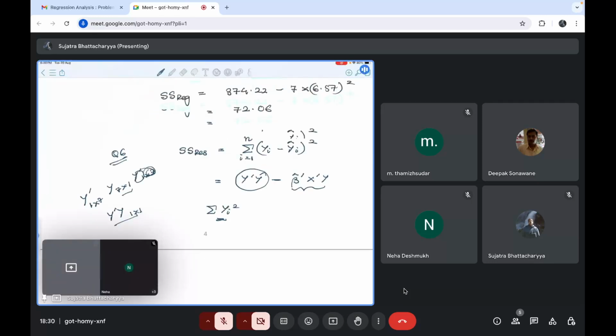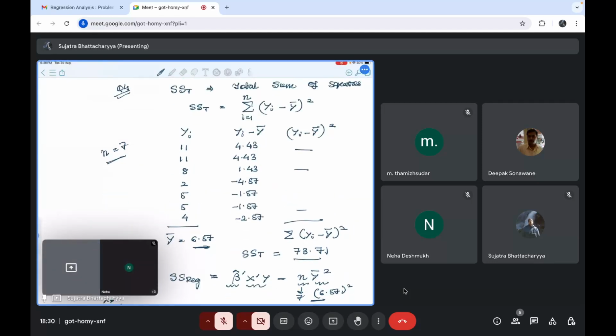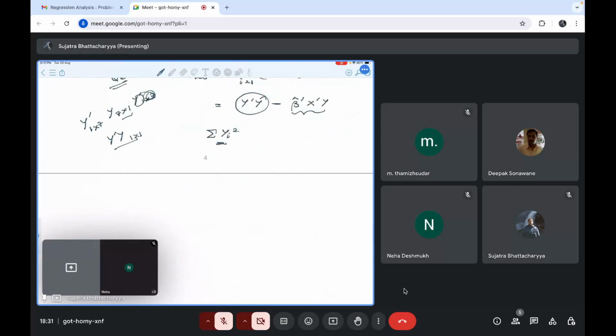So if I just go to this one, this is your yi, right? Can I calculate here yi square? Just quickly do it. 11 square is 121. This is 121 again. This is 64. This is 4. This is 25. This is 25. And this is 60. Add all those, you will get the answer to be 376.